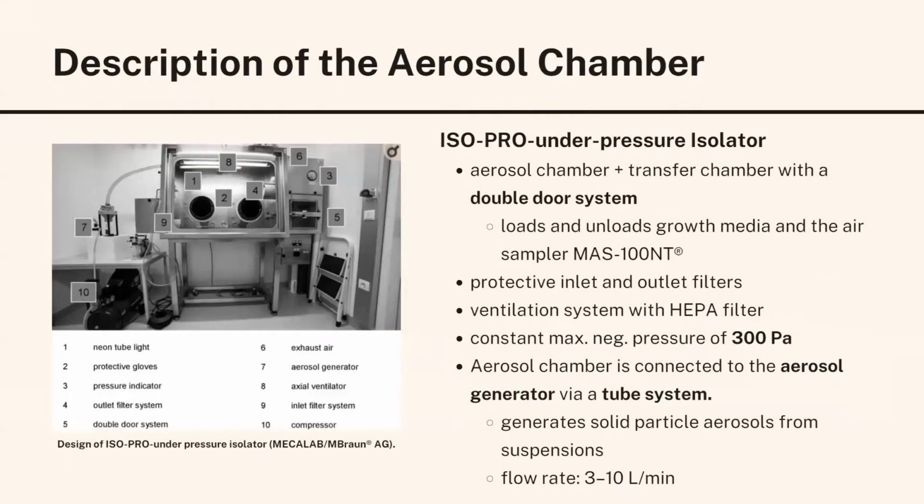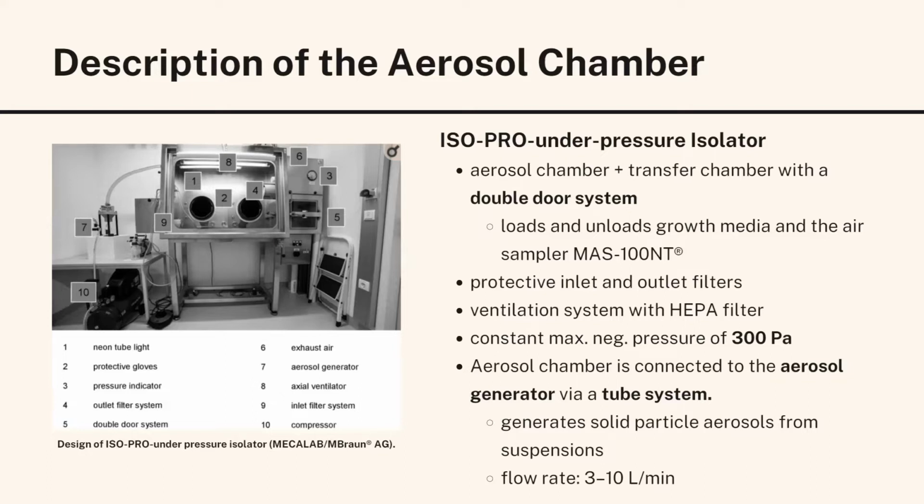For the description of the aerosol chamber, what was used was an ISO PRO under pressure isolator. It consists of an aerosol chamber and a transfer chamber with a double door system, shown in 5, which serves to load and unload growth media, and the air sampler MAS-100 NT. The isolator is equipped with protective gloves, shown in 2. It is also equipped with protective inlet and outlet filters, shown in 9 and 4, respectively.